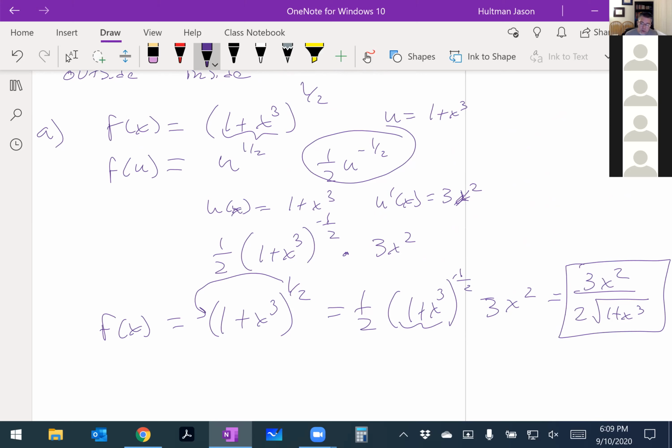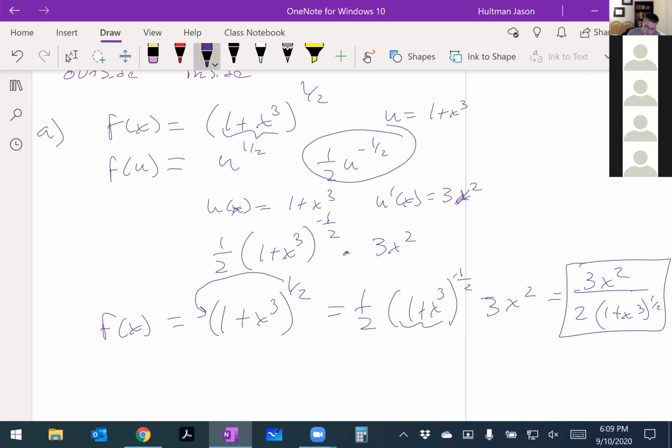So we could write it like that, or we could have left it as 1 plus x cubed to the 1/2, because that's the way they gave it to us. Either way. So derivative of outside, derivative of inside. That's the chain rule. It's just like a chain of events that's happening. That's why it's called the chain rule. You do the derivative here, then you do the derivative here. And if you had, say, 3 functions, a function inside a function inside a function, you'd do the derivative of the outside function, the middle function, and then the innermost function. And then you would just string them all together as you multiply.